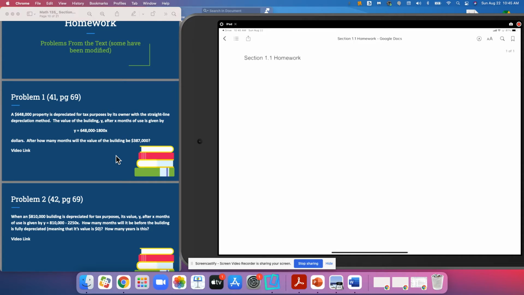So I'll say number one. It's been a while since I did this. I've got to get my groove back here. So we have Y equals 648,000 minus 1800 X. And we are looking for how many months it will take for the value of the building to reach $387,000. And so value is Y and number of months is X.